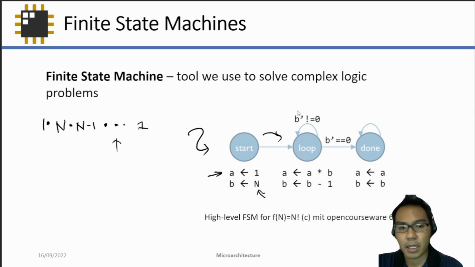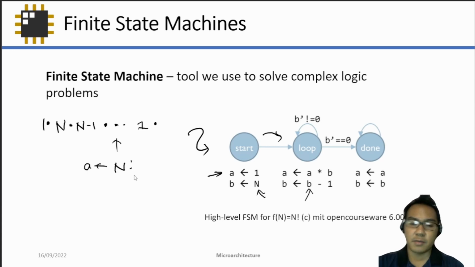And then after b becomes 0, because we don't want to multiply 0, after the last b minus 1 at b equals 1, then you go to the done state where the final answer is actually now in a. So a is now n factorial for that case.